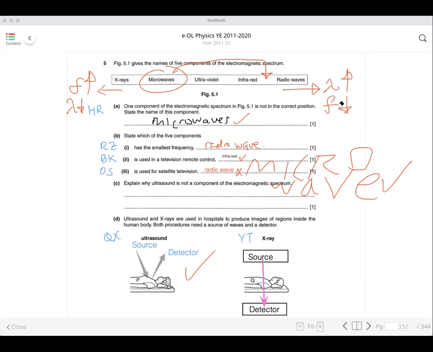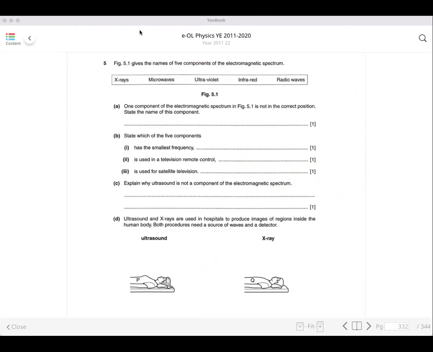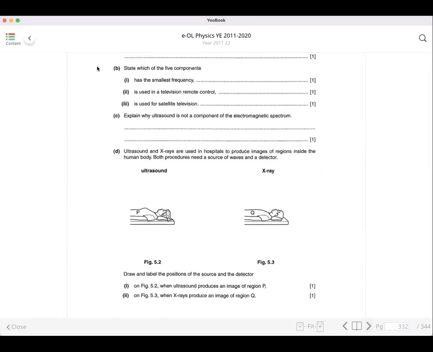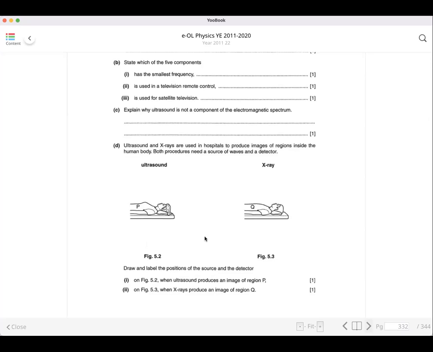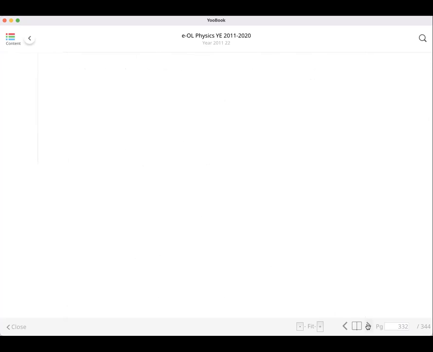Why is ultrasound not a component of the electromagnetic spectrum? Let me just quickly explain to you all. Ultrasound is a longitudinal wave. Understand? Well done, Ryan. Let me continue. You're supposed to draw and label the position of the source. Don't need to draw the arrow. Let's continue to the next question.